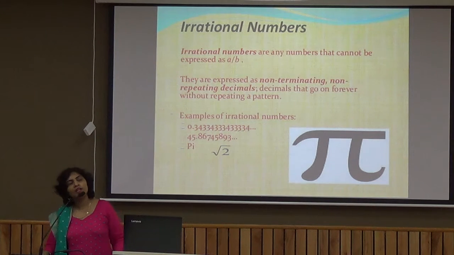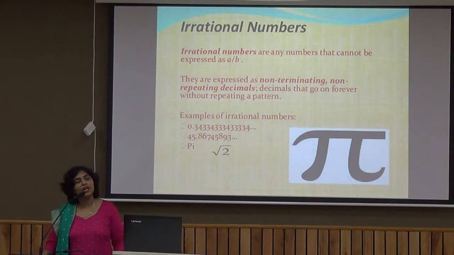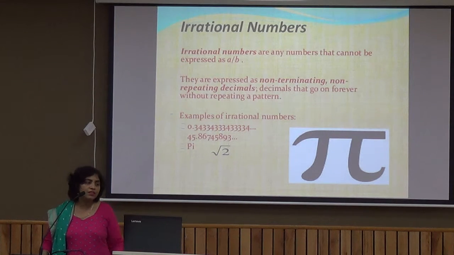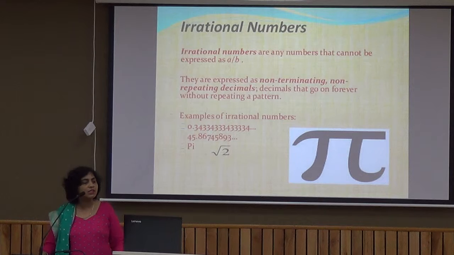Now we have already done irrational numbers in class 9. So we again come back to irrational numbers and here we'll prove how we can say that the number given is irrational. So irrational numbers, again we are recalling it, are those numbers which cannot be expressed in the form A upon B, where A and B are integers and B not equal to 0.